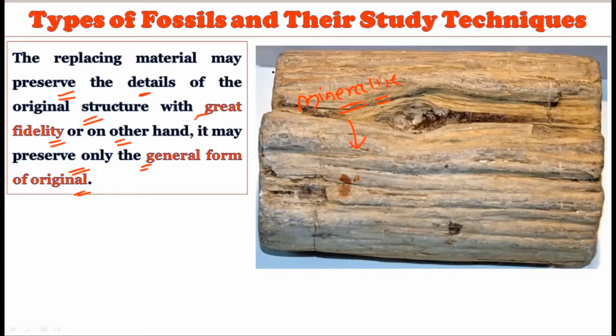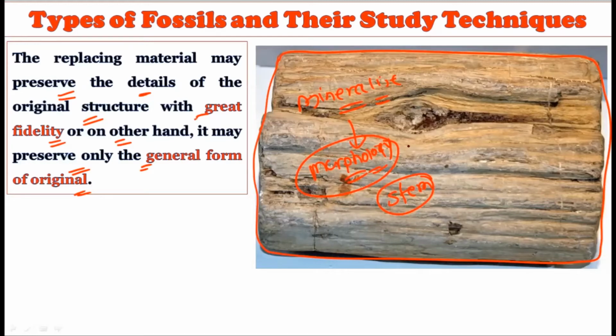This wood is getting converted into stone, but see the original shape, the original structure of the wood. So just by examining the morphology of petrified wood, you will come to know which type of trunks or stems the plants possessed at that time, because the general morphology got preserved, although the organic or inorganic content has been removed, the external general original structure is there. It can give the details with great fidelity, while on the other hand, it may only preserve the general form of the original.